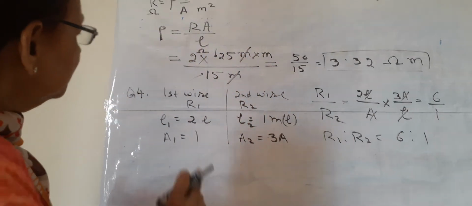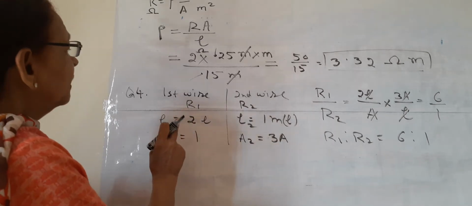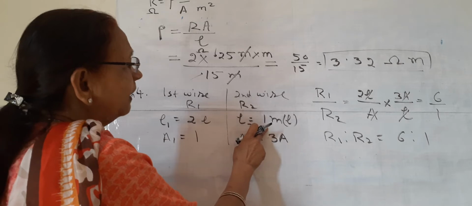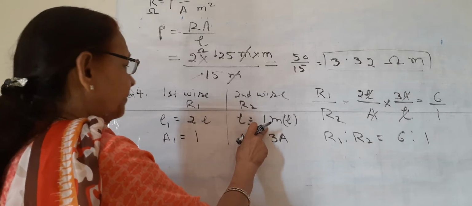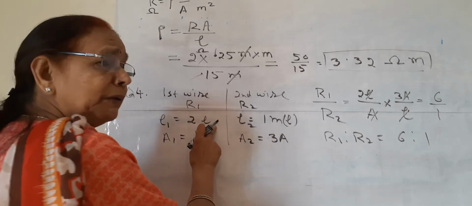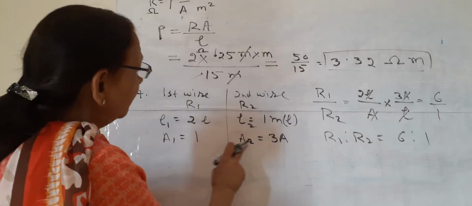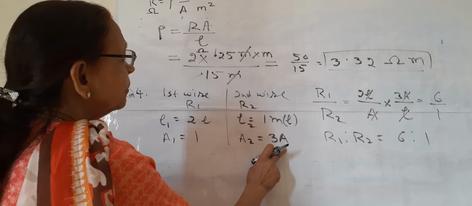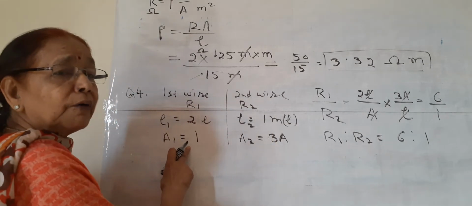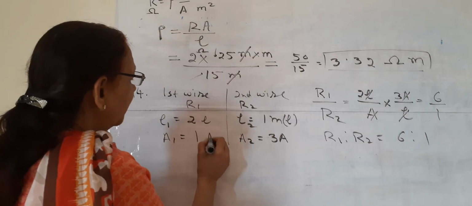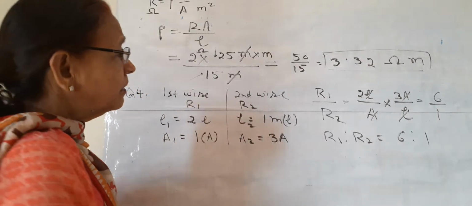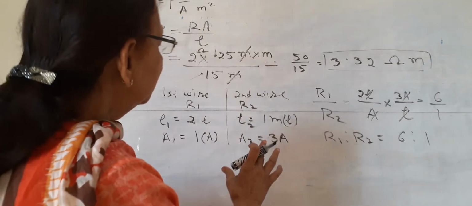Are you following this? What is given? That a wire has double the length of a wire. So it is 2L. Suppose the length is L here. So the length will be 2L here. And the area of cross section of second wire is tripled to the area of cross section of first wire. If it is A, then it will be 3A. So now we have this data.